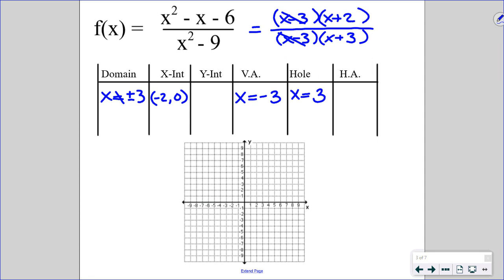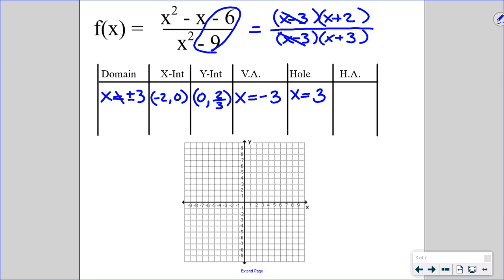To find the y-intercept and the horizontal asymptote, we actually want to go back to non-factored form. You're going to look at it at the beginning and at the end. Your y-intercept is going to be the ratio of the constant terms, negative 6 divided by negative 9, because those are the numbers that are going to be left when you plug in 0 for x. So negative 6 over negative 9 simplifies to positive 2/3. So the ordered pair for the y-intercept is 0, 2/3.